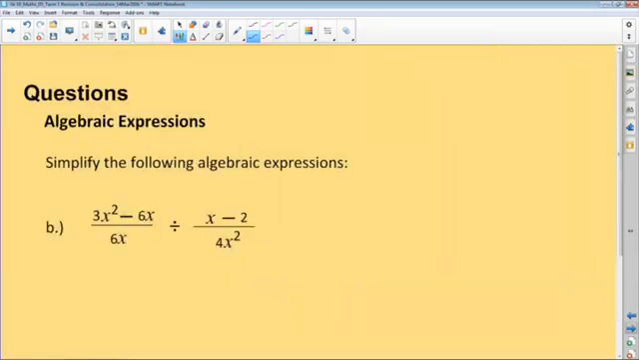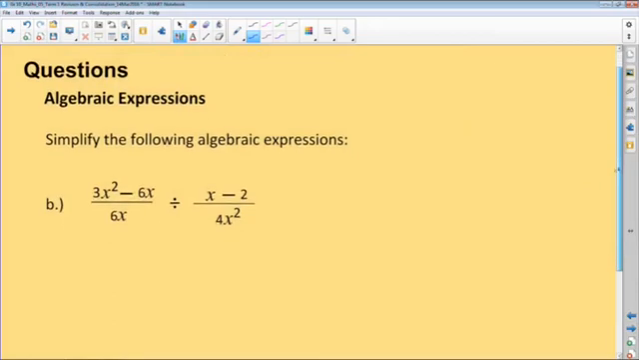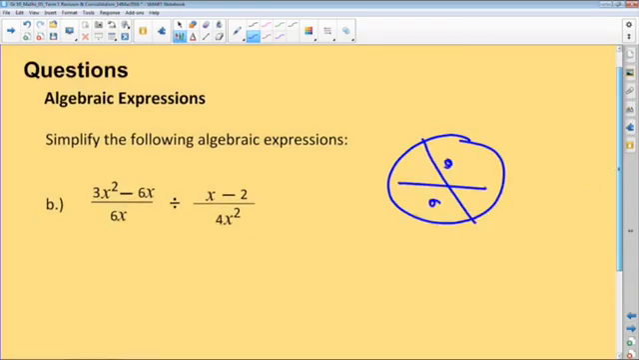Okay, the next one, we've got fractions that are dividing. Now let me tell you, we don't like dividing. No to divide. No, no. So there's my little protest sign. So we're going to change it to a multiply. And that means if we're changing it to a multiply, the fraction is going to flip around. In other words, we're multiplying by the inverse, or the reciprocal.